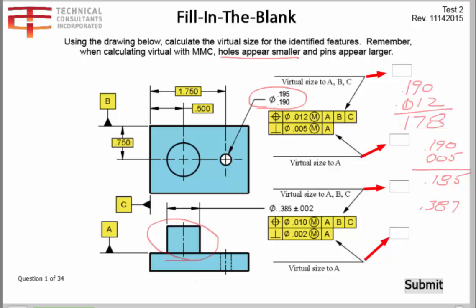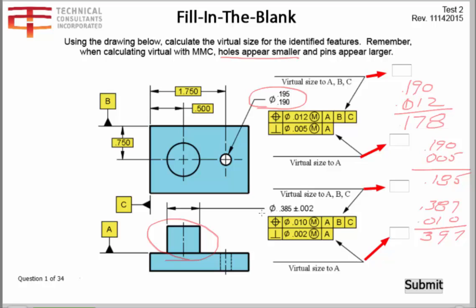Now it's asking virtual size to A, B, and C. Our position tolerance at maximum material condition is 10 thousandths. Now, do we add this or subtract it? Well, pins get bigger, holes get smaller. So if it gets bigger, we're going to have a 7 here, a 9 here, and a 397 is our answer.